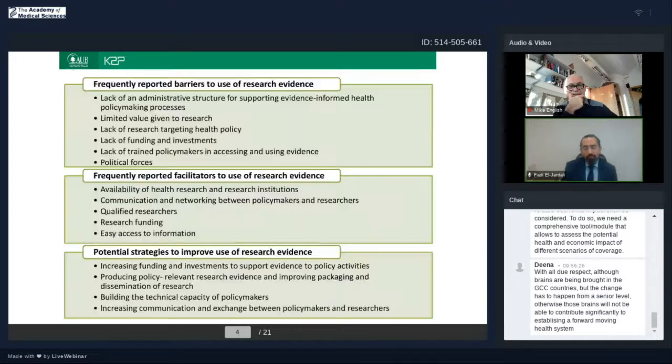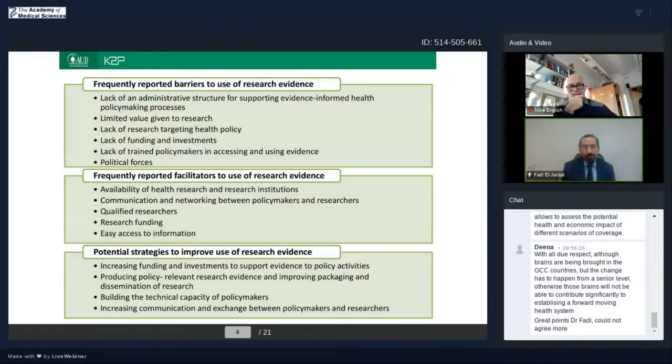Next slide. And we've seen that part of the most frequently reported barriers to use of evidence in policy is that sometimes we don't have administrative structures. Still many ministries of health and others lack a policy analysis department, with limited value sometimes placed on research evidence. Sometimes the research is not policy relevant, or there is limited funding, or lack of training of policymakers. But at the same time, what would be the facilitators? Yes, we need to have research available, but at the same time, we need to communicate better in order to actually influence action.